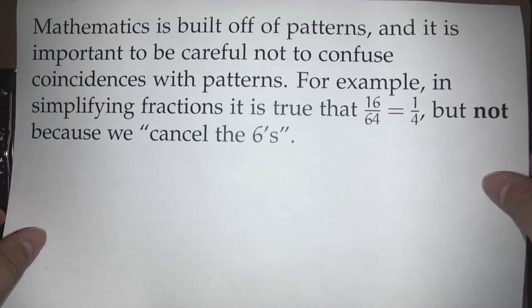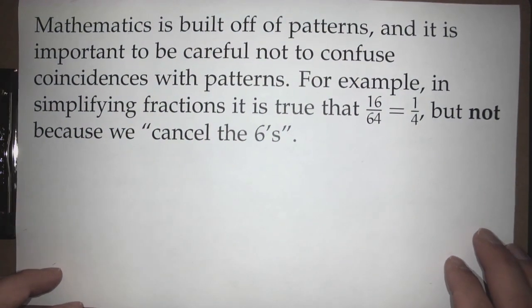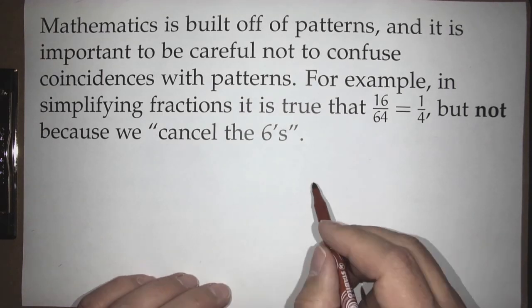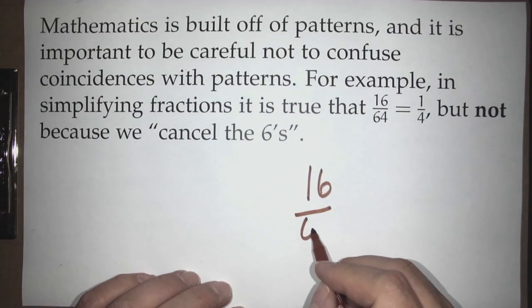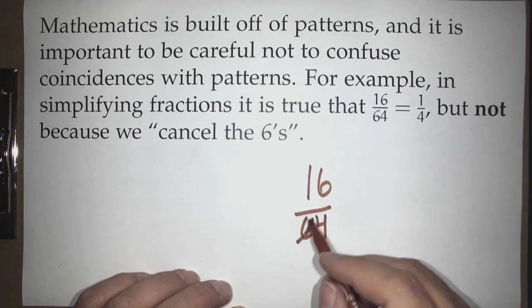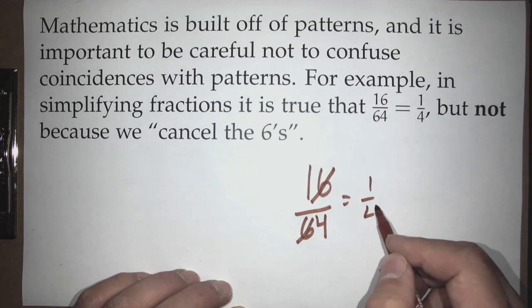Now, last time we finished our how to prove things, I wanted to throw in a comment for the start of today, which is to say that mathematics is built off of patterns. And it's important to be careful not to confuse coincidences with patterns. There's an example here. So you can imagine, you say, look, I have 16 divided by 64. So what do you do? Cancel the 6's, right? And you get 1/4.